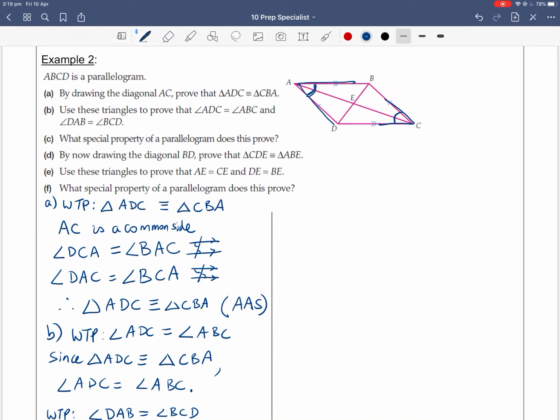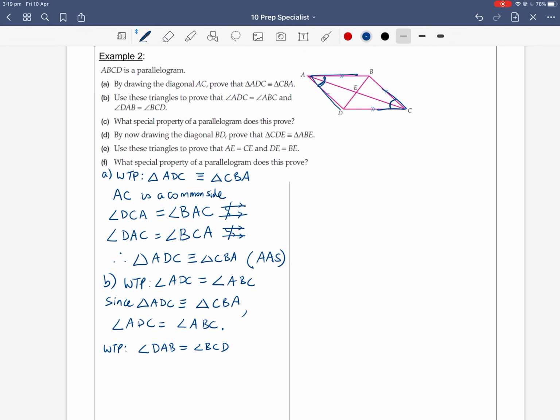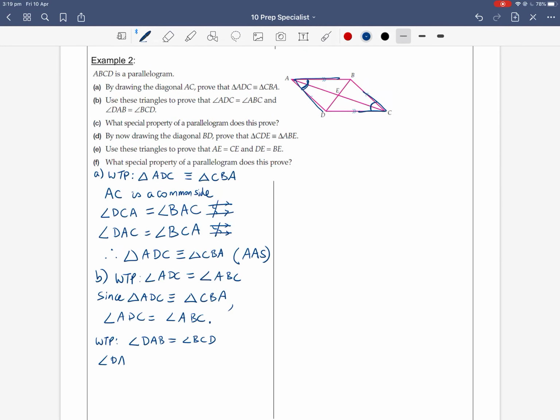Okay, well, let's first break apart angle DAB. Angle DAB can be broken apart into angle DAC and angle BAC. Can you see that? So DAC is this red part, and BAC is this black angle there. So if you add those 2 together, you get DAB, which was the blue part. Okay, so how does that help us?